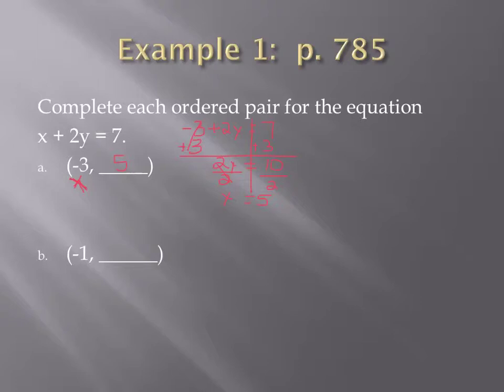And on B, we have x is -1, so we'll substitute -1 in place of x, so -1 plus 2y equals 7. Add 1 to both sides, so 2y equals 8, divide by 2, and that gives us y equals 4.